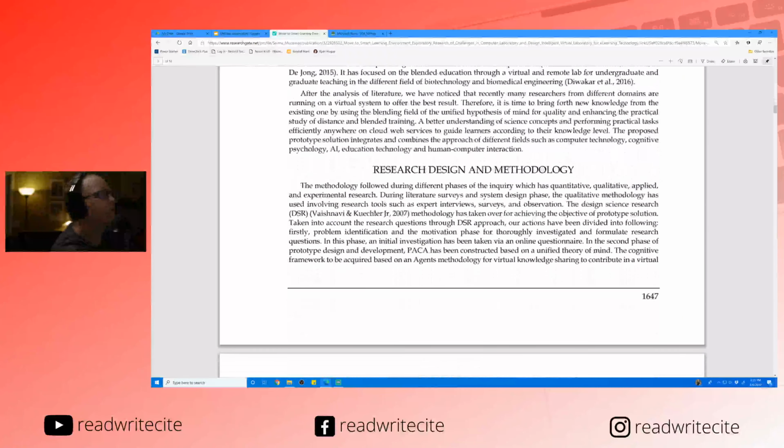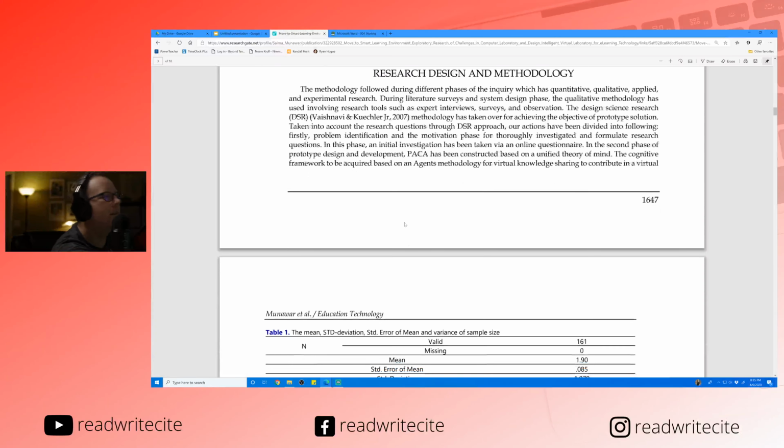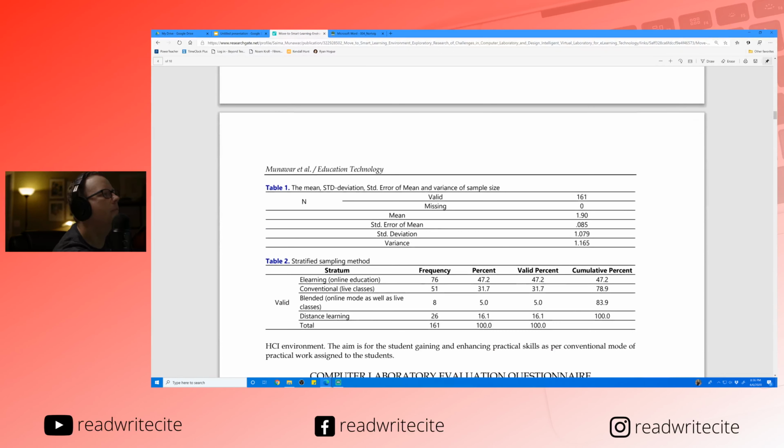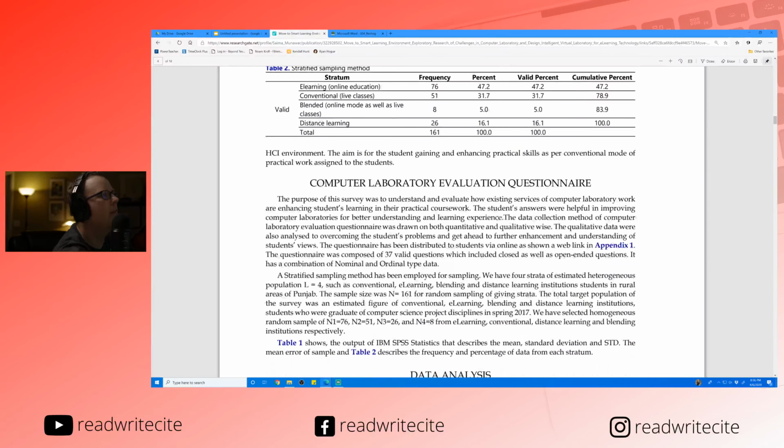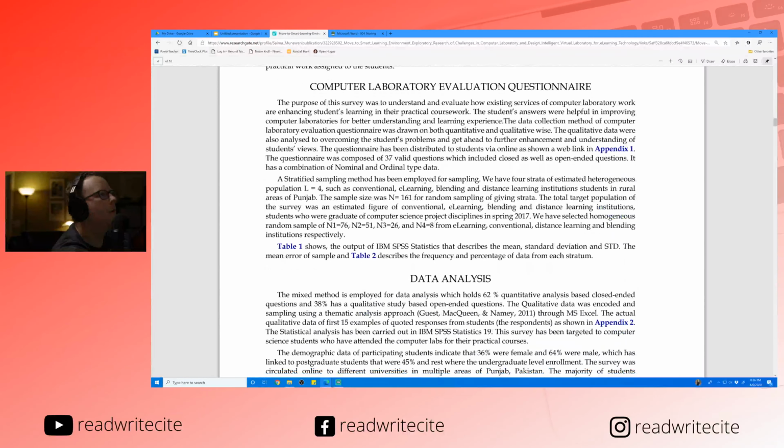Okay, then you get research design and methodology. This is the section of the paper where they explained what design style they used and how they went about doing it. We kind of talked about that a bit. Okay, they used a questionnaire.